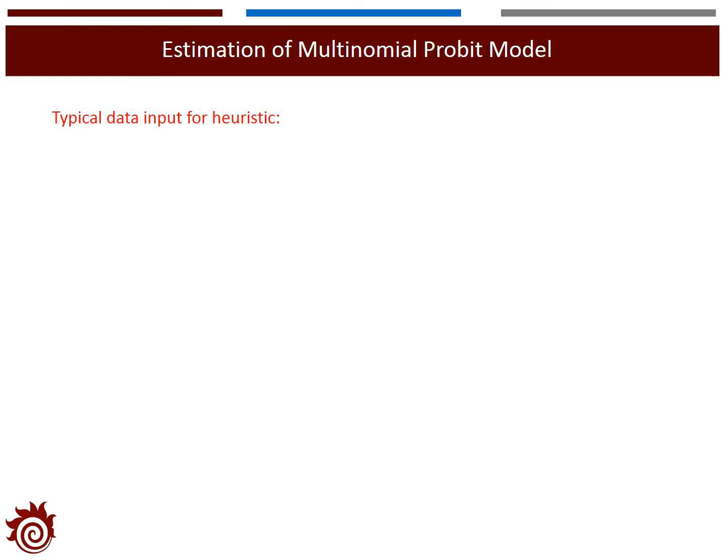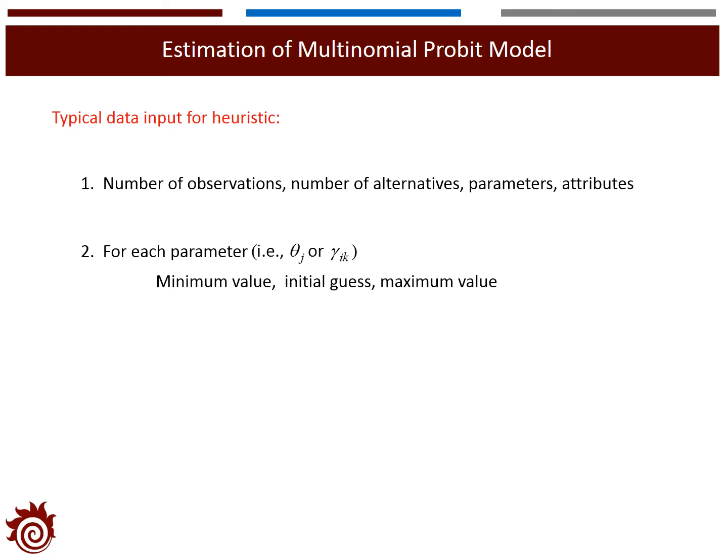The heuristic algorithms are very common for us to complete the Probit model estimation. There are actually some typical input data for heuristic algorithms. First, we have to know how many observations we have for the model estimation, and we need to specify the number of the alternatives, parameters, and attributes. Second, for each parameter, in this case, there will be the coefficient theta and the covariance gamma. We have to specify the minimum and the maximum values, and also for the heuristic method, we need to find out the initial guess for each parameter.